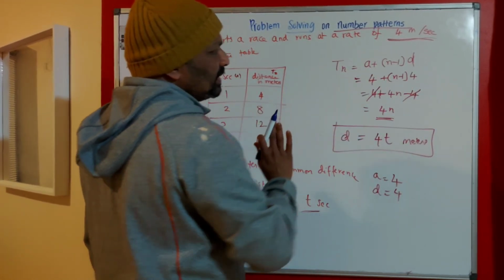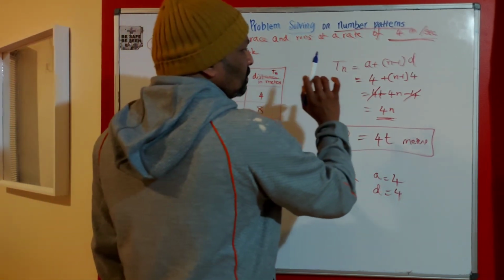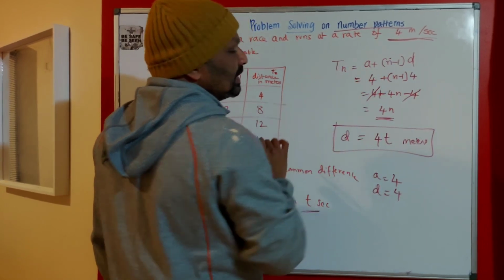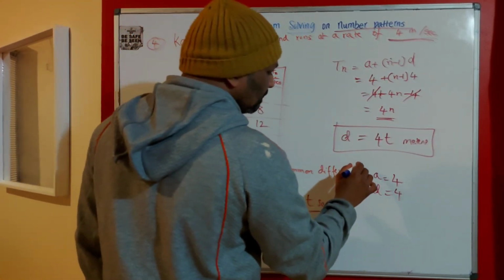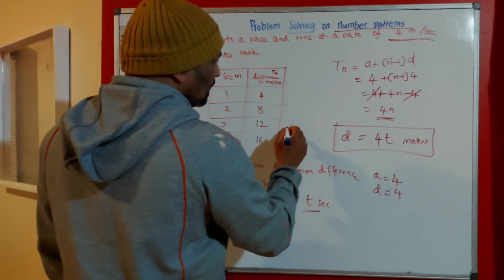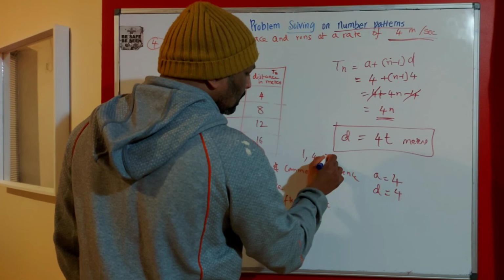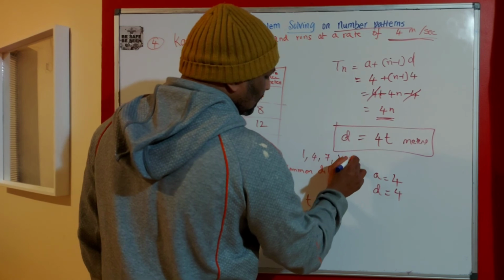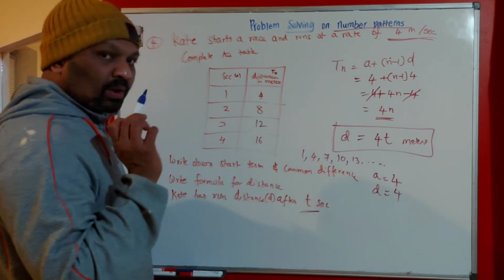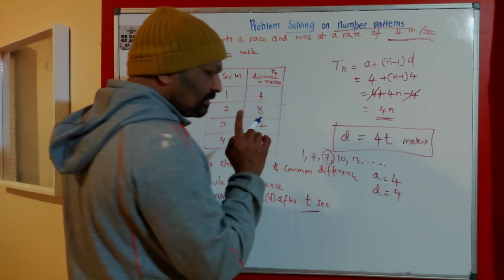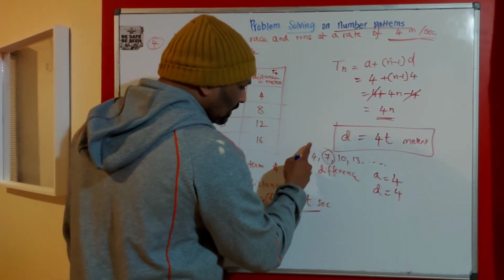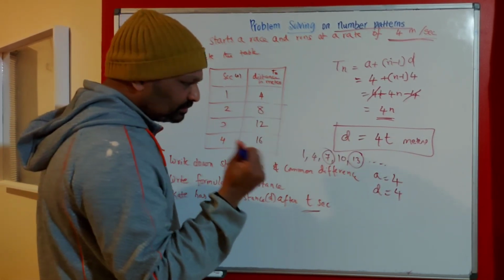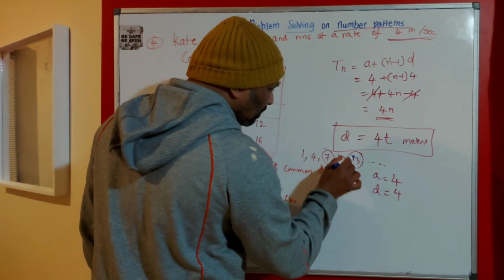This is a very important formula, Tn equals a plus n minus 1 into d. Knowing this formula is one part, and the second, very important part, is understanding the difference between this n and the Tn. For example, if a series is given like 1, 4, 7, 10, 13, what is n for 7? n for 7 is 3 because that is the third term, 1, 2, 3. What is n for 13? 5, because that is the fifth term.